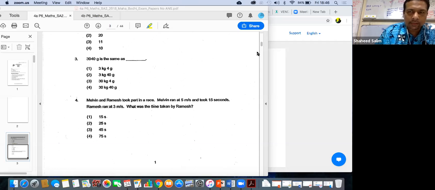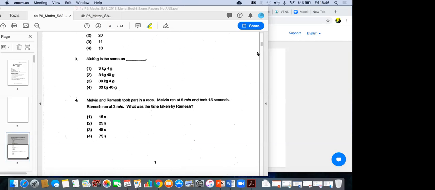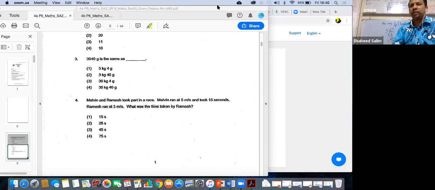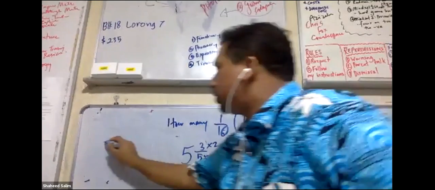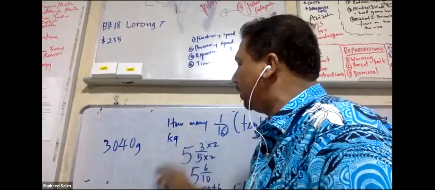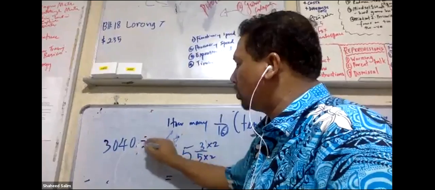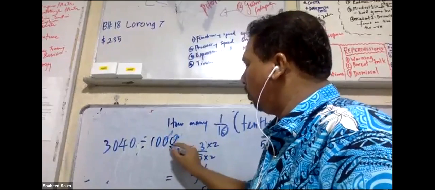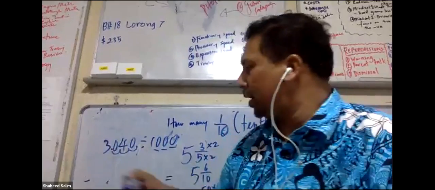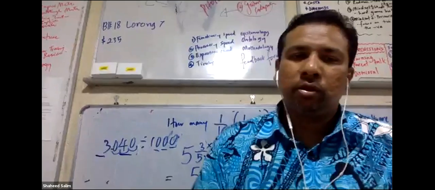What about the rest? Answer number 2. Okay, Sophia is walking, so we would assume that her answer is the same. Very simple. 3040. You want to change from smaller unit to bigger unit, you got to divide. Divide by what? You want to divide by 1,000 because it's kg. Shift 1, 2, 3, dot. All right, so it's 3 kg and 40 grams.